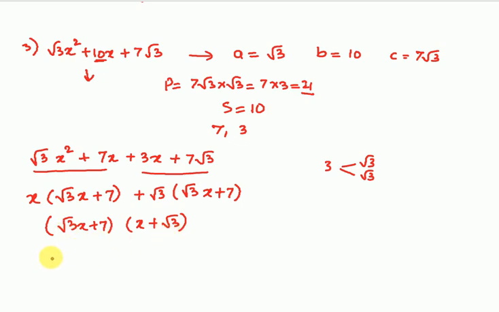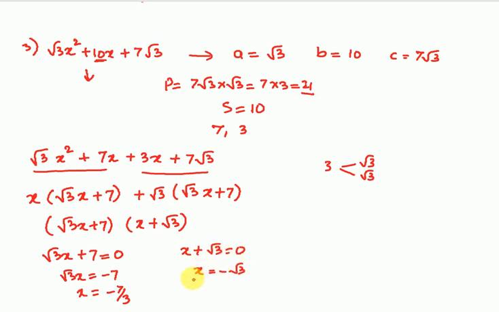Now find the zeros. Root 3x plus 7 is equal to 0. So therefore root 3x is equal to minus 7. X is equal to minus 7 by root 3. Here the second one, x plus root 3 is equal to 0. X is equal to minus root 3. So alpha is minus 7 by root 3 and beta is minus root 3. Now we have to verify the relation.